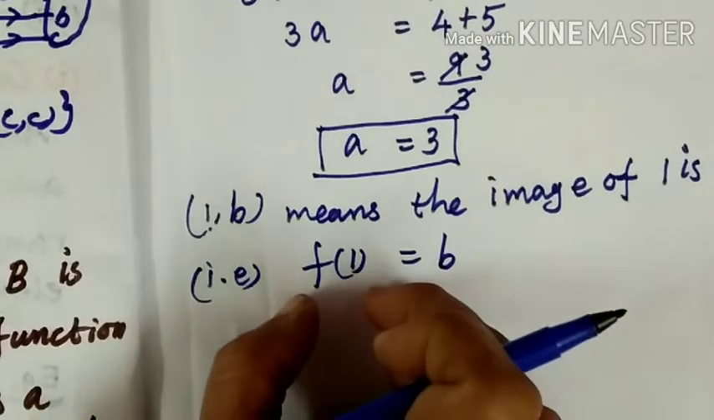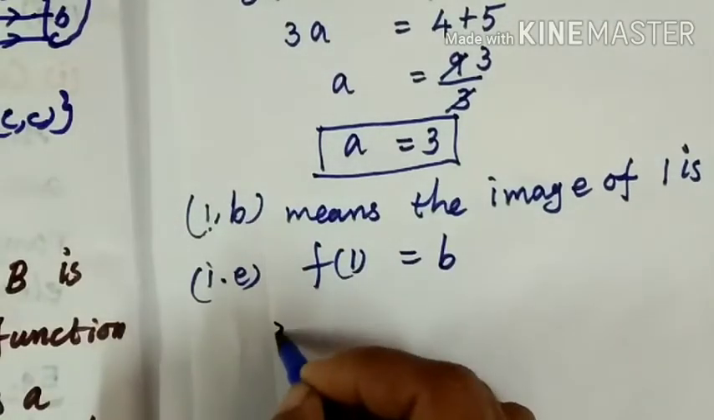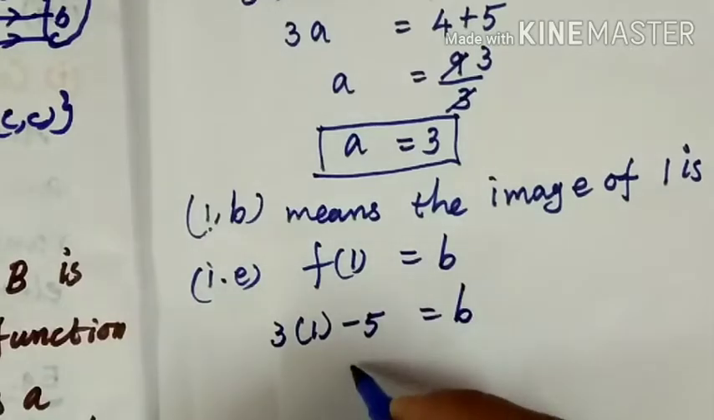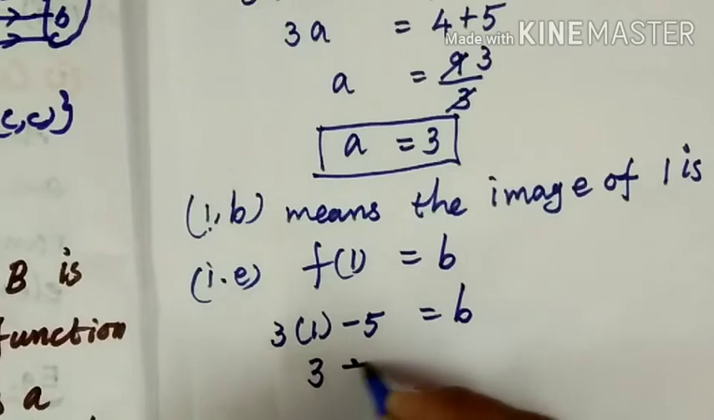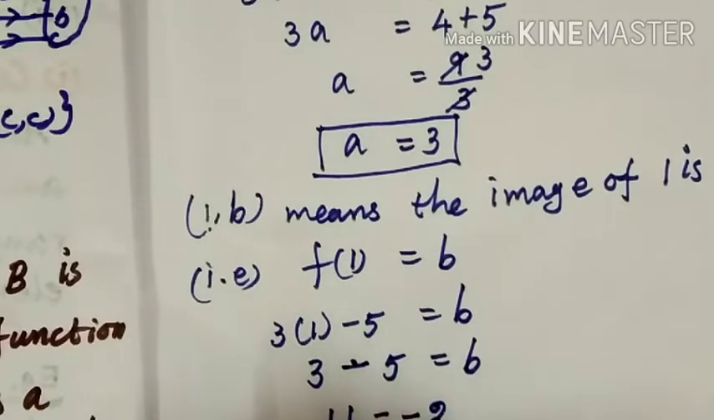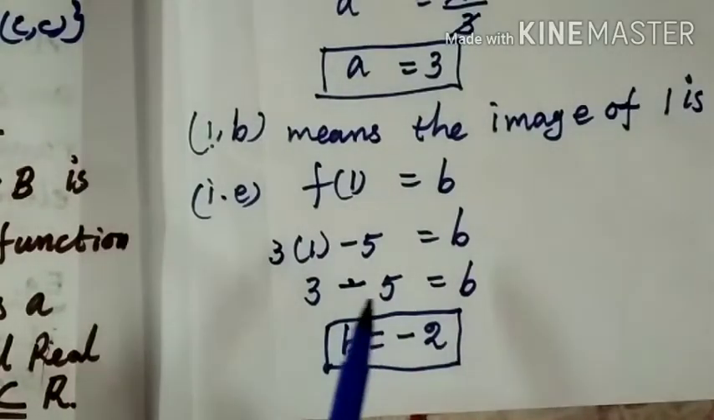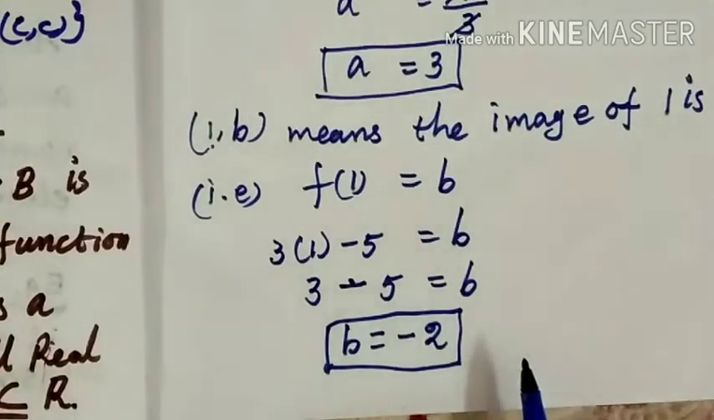So in the given function you apply this 1, we get 3 into 1 minus 5 equal to b. That is 1 into 3, 3 minus 5 equal to b. Therefore, b equal to minus 2. Hence, the value of b is minus 2. Therefore, the answer of this question is a equal to 3 and b equal to minus 2.